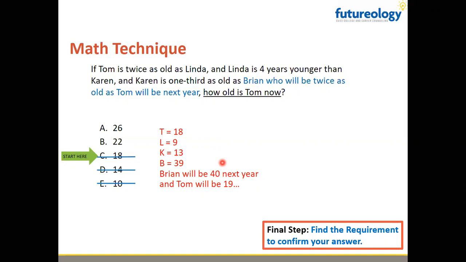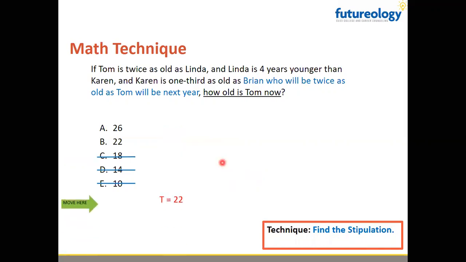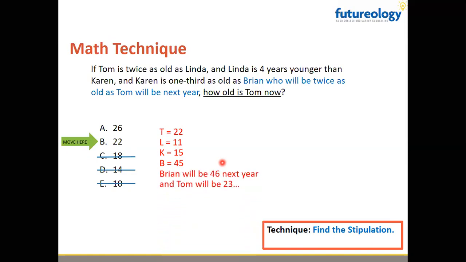Now, if you don't figure that out, then still start picking a number in the answer choices and try it. That's why we start in the middle. We'll be able to eliminate smaller or larger numbers, and that just helps save time. So let's try 22 now. We'll go through it quick. Tom is twice as old as Linda, so Linda's got to be 11. Karen's going to be 15. 3 times as old will be 45. That means twice as old as Tom next year, 46 and 23. That fits. 23 times 2 is 46. That's my answer. Once I find it, I move on.